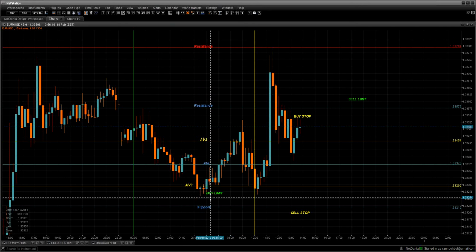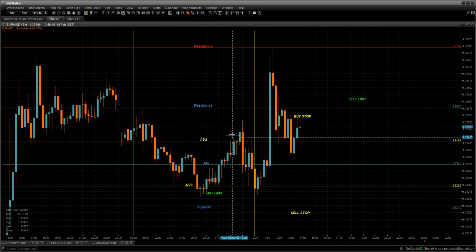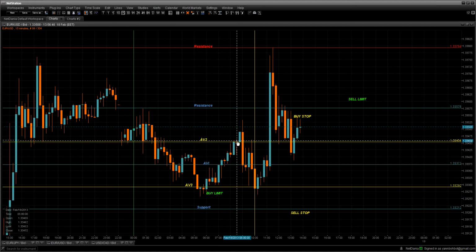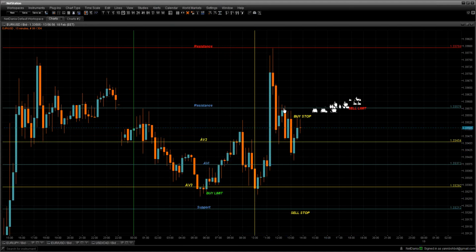It opens your position automatically, and it goes back up, and you take profit at average 2, and you take profit here. Okay, sell limit, same thing. Needs to break average 2.